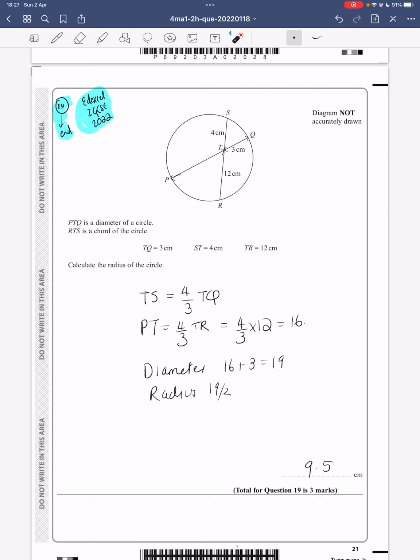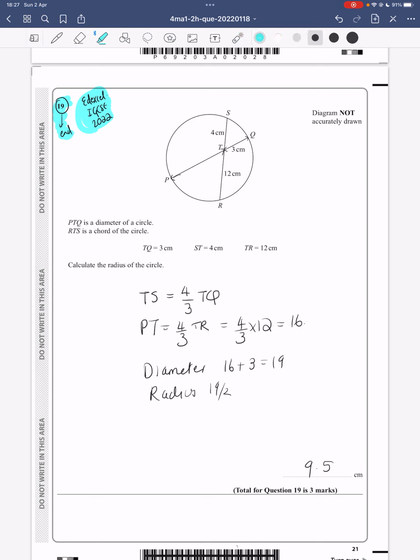Right, PTQ is a diameter of a circle, means it goes through the centre. RTS is a chord. T to Q there is 3. S to T is 4. T to R is 12. Calculate the radius of the circle.